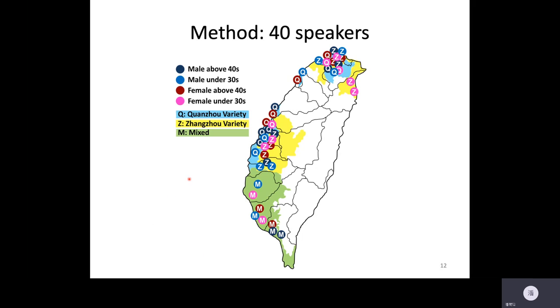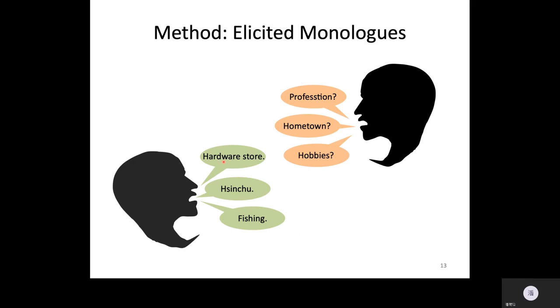We recorded 40 speakers from 5 dialect regions. Within each dialect region, there were 2 males and 2 females above 40 years of age, and another 2 males and 2 females under 30 years of age. Speakers produced 30 minutes of elicited spontaneous speech by answering questions regarding their hometown, hobbies, and professions. However, they could talk about any related topics they preferred.